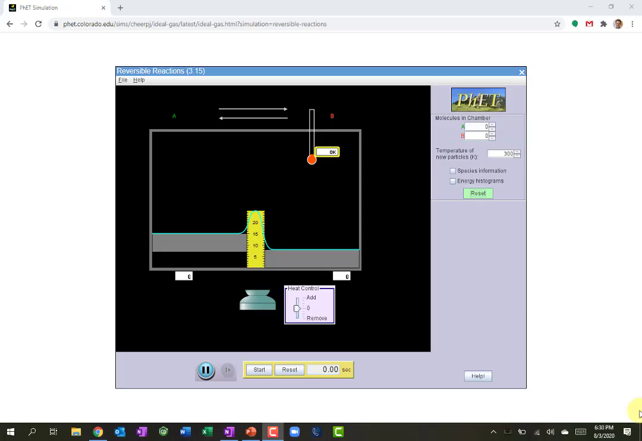So let's imagine what this looks like using this PhET simulation, and I'll put a link in our Canvas module as well. All right, so here's our PhET simulation, and it's a little hard to see, but we've got reactant A over here, and then on the other side we have component B.